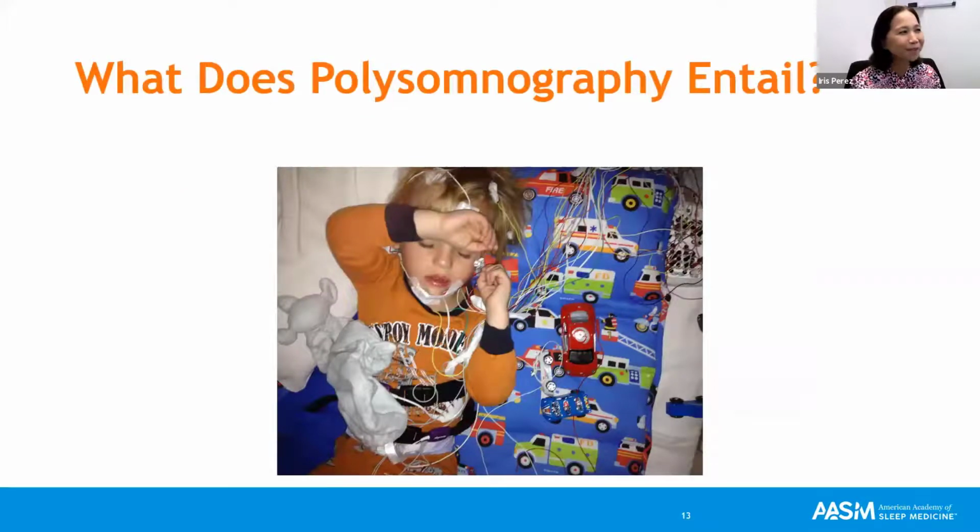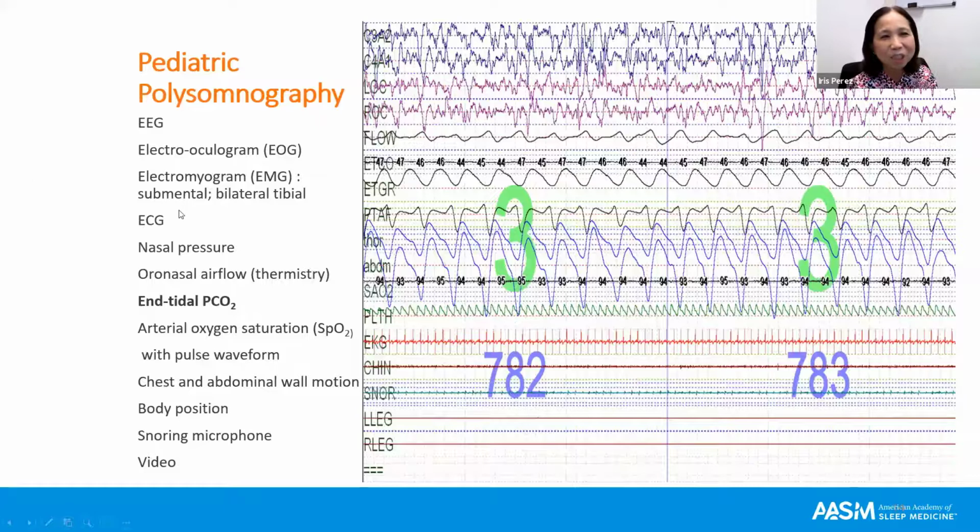So what does polysomnography entail? As you can see, these children are wired. We get the EEG similar to what we do in adults. We place nasal pressure transducer, oronasal airflow, and there's also a prong for end-tidal carbon dioxide monitoring. We monitor their arterial oxygen saturation with pulse waveform, the chest and abdominal wall motion to see how synchronous the respiratory effort is or how paradoxic the respiratory motion is, the body position, as well as a video.